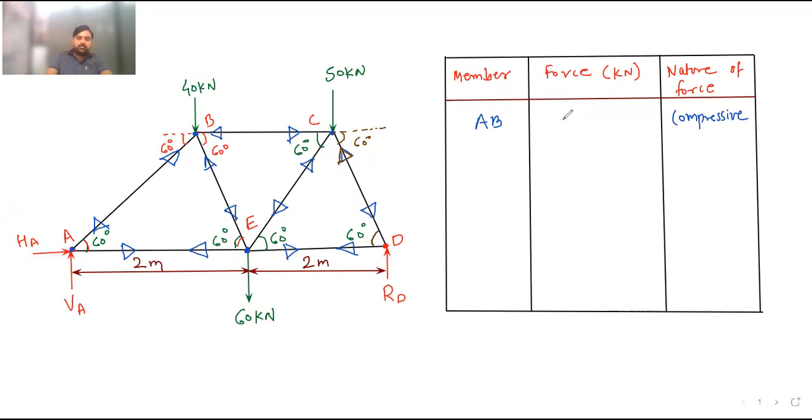And what is the value of AB? 83.71. So this is AB. Then again one line.